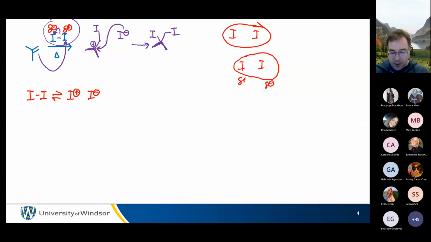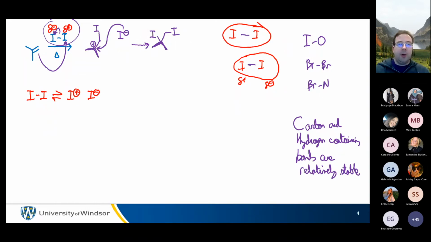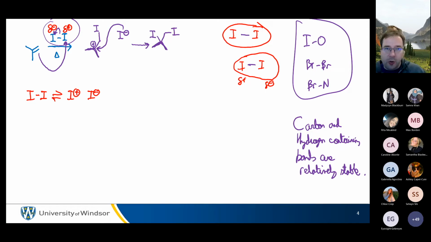Heteroatom bonds are really unstable. So iodine-iodine, iodine-oxygen, bromine-bromine, bromine-nitrogen. Basically, bonds involving carbon are relatively stable. A carbon-carbon or carbon-hydrogen bond is very stable, but carbon-oxygen, carbon-nitrogen, hydrogen-oxygen, hydrogen-nitrogen are reasonably stable bonds. These heteroatom bonds, when you have two things which are not carbon or hydrogen attached to each other, tend to be very reactive bonds.